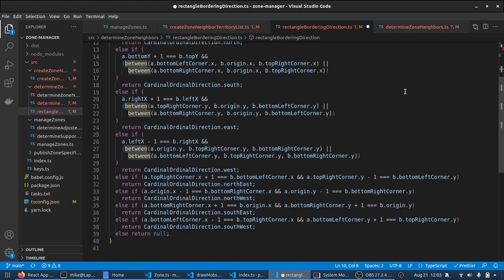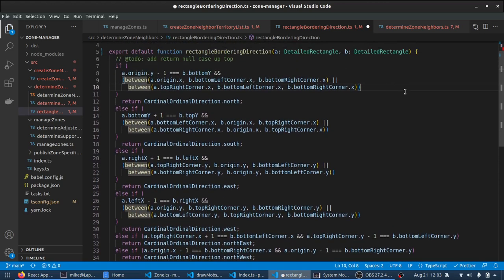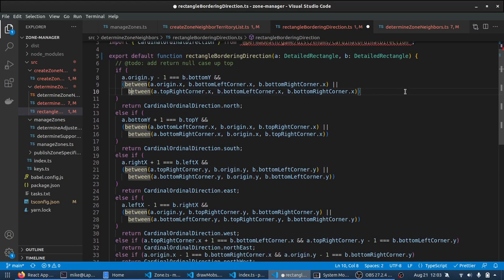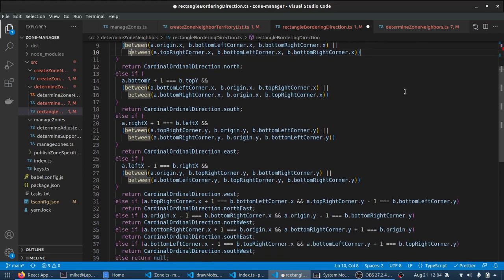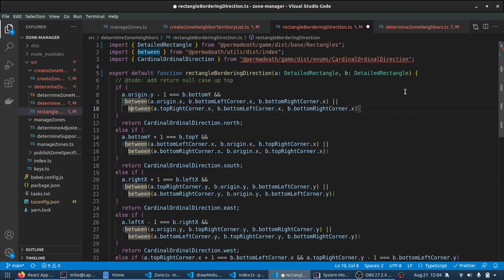But yeah, I had to write all these cases to see if it was something that was northwest, southwest, west, east, north, any cardinal or ordinal direction, if two rectangles were touching on that direction. So yeah, this is my code for that. This is TypeScript, and that's the main language I'm using to develop, TypeScript with Node.js and React for the front end.